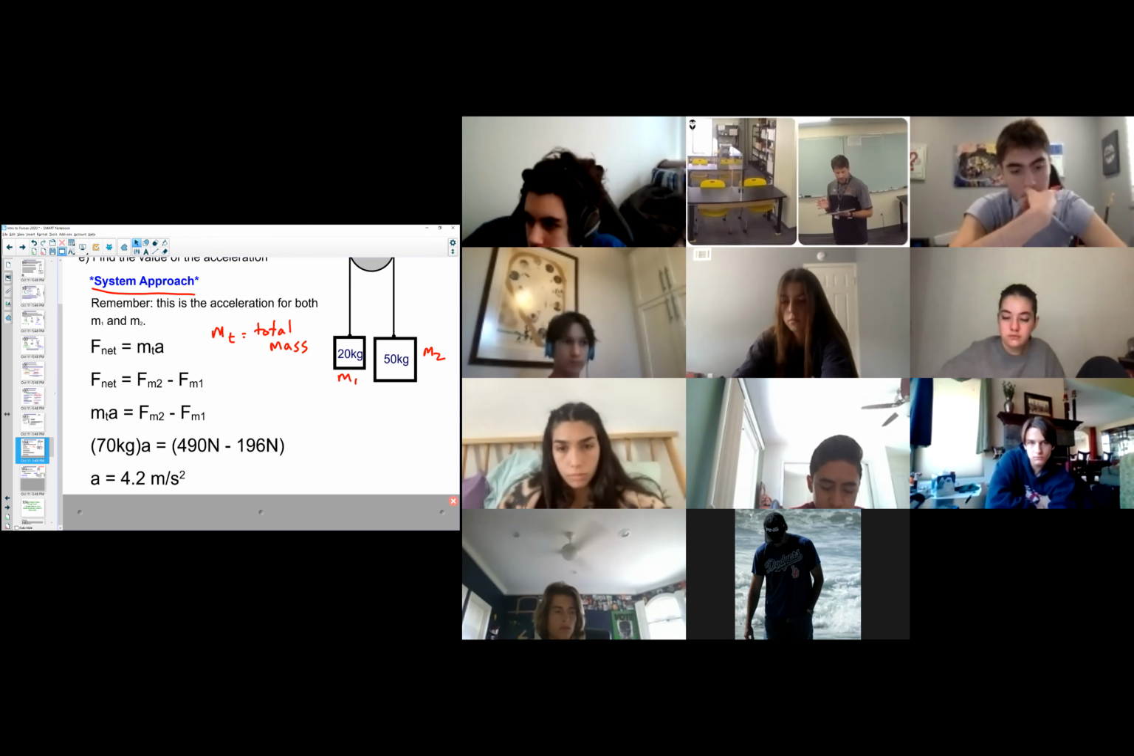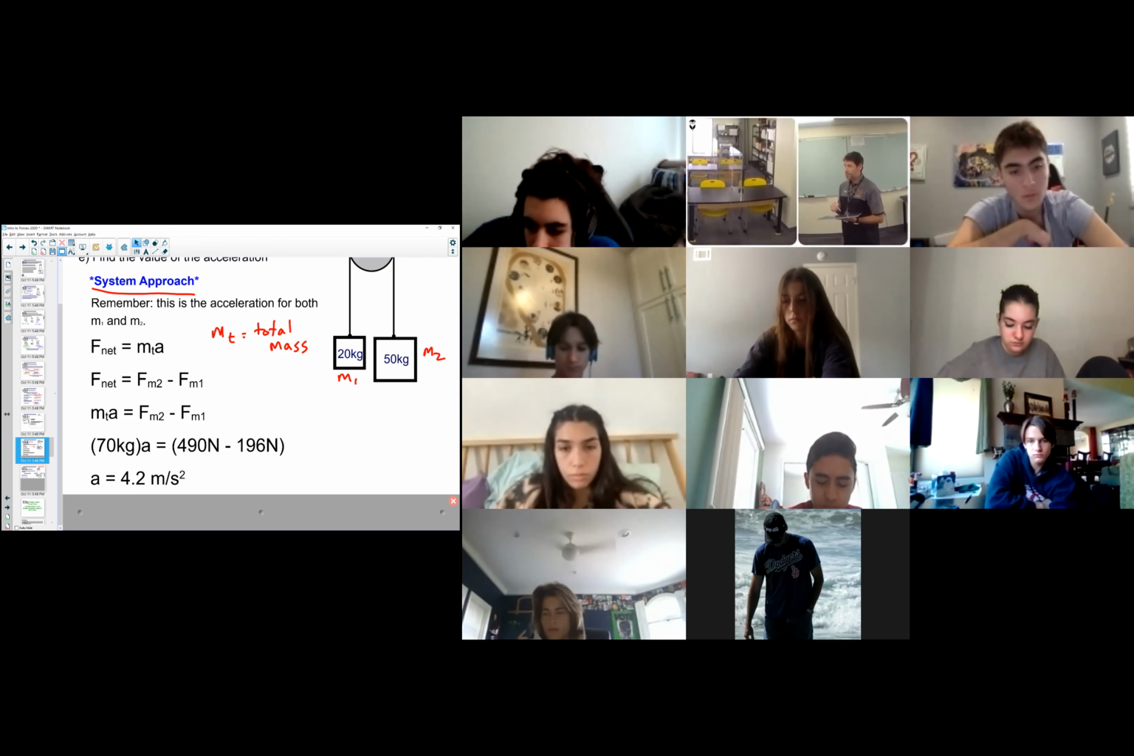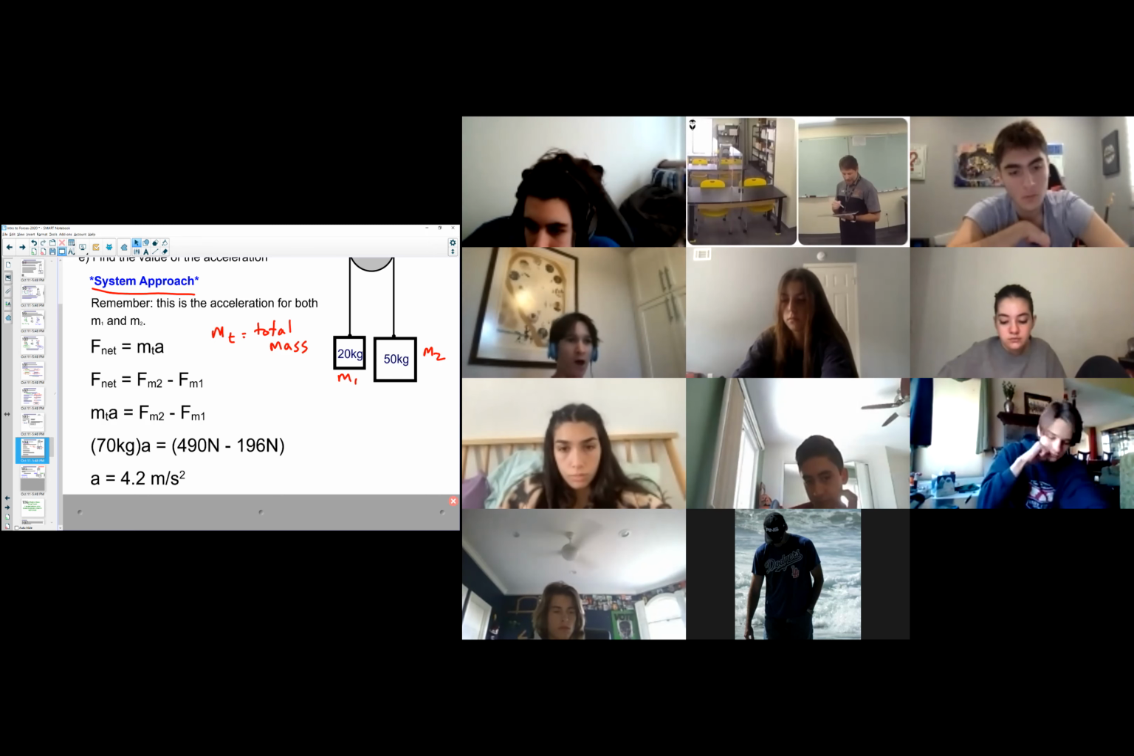Your choice on how you want to solve it. Both methods always work. All right, now we haven't actually finished the question though. The final thing they wanted us to figure out was the tension. All we did is figure out the acceleration, which we needed to. You have to know the acceleration so you can figure out the tension, but we had to find this first. So now let's go ahead and find the tension, our final step.